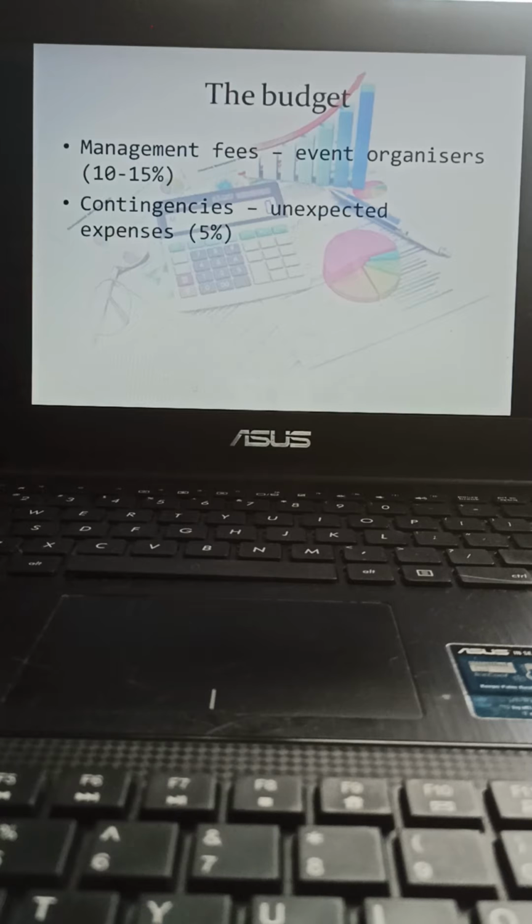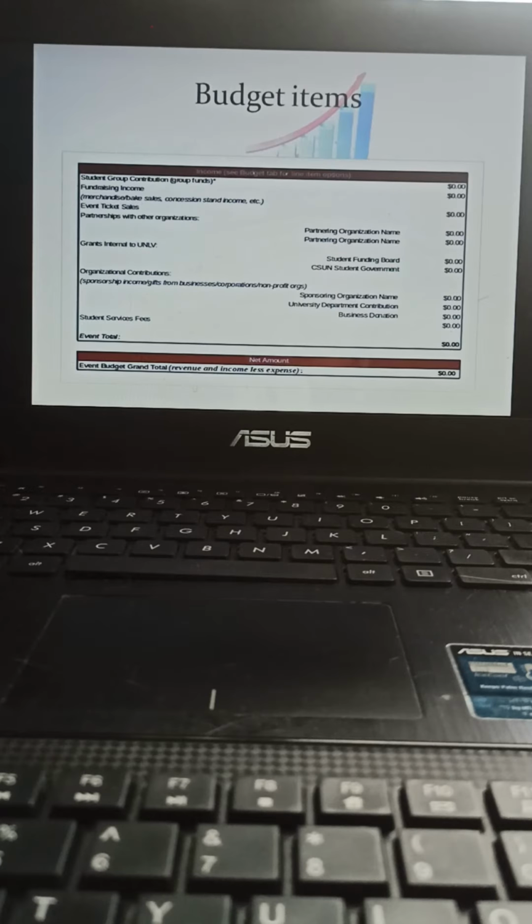Management fee, event organizers 10 to 15%. That's if you're getting organizers from outside. Contingencies are money that you put aside for plan B, just in case something happens unexpectedly, so you need to put aside at least about 5%. This one is also the same with TTAM, you have to have a contingency plan. All right, so this is just basically an example of how to do a budget. It's hard for me to explain as it is right now.